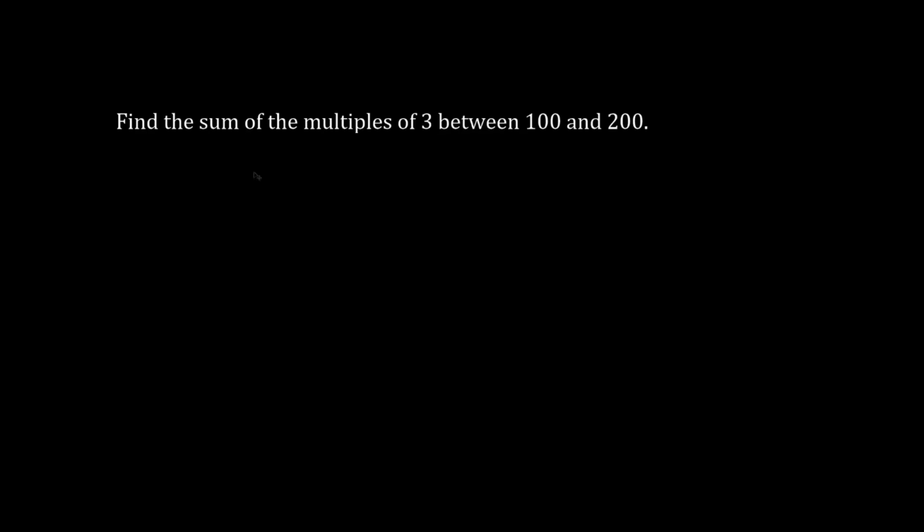Let's find the sum of the multiples of 3 between 100 and 200. What is the first multiple of 3 after 100? We can either guess or use long division. Let's use long division. 3 times 3 is 9. We subtract. So we see the remainder is 1. 100 divided by 3 is 33 and 1/3, the remainder over the divisor.